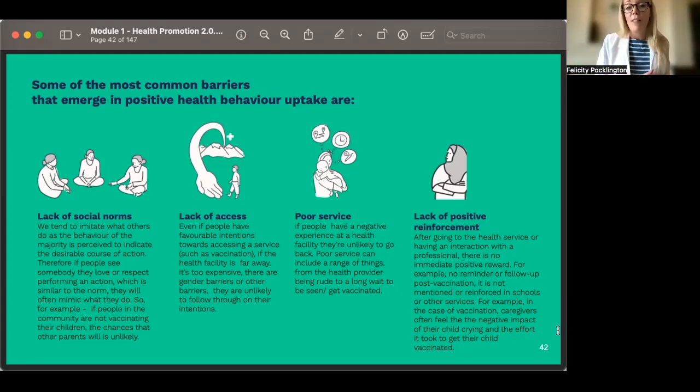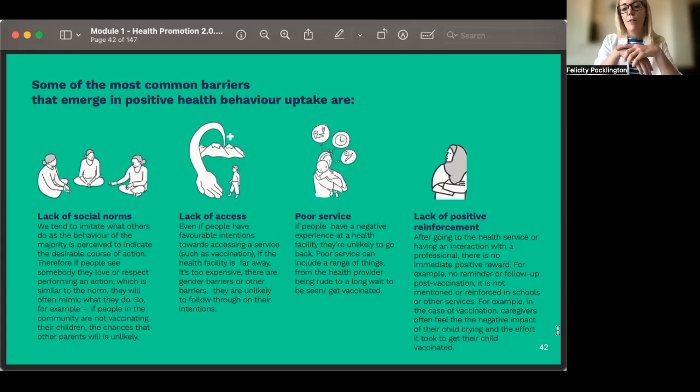Another big barrier people may face is poor service. So they may get to the health service and then have a really negative experience, which makes them unlikely to go back again. For example, they may face really nasty attitudes of health workers. They may be rude, they may be derogatory, and that would make people not really want to go back again. It would impede on their intention and motivation. It would add to the friction and reduce the fuel.